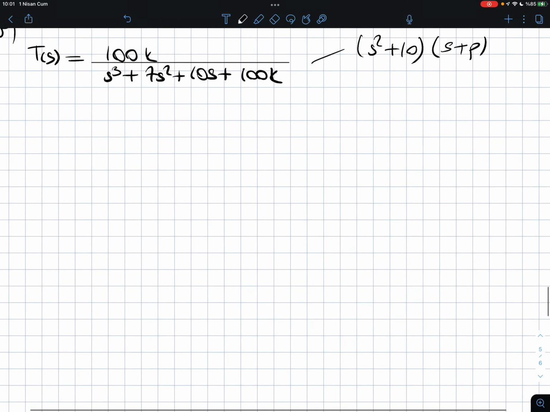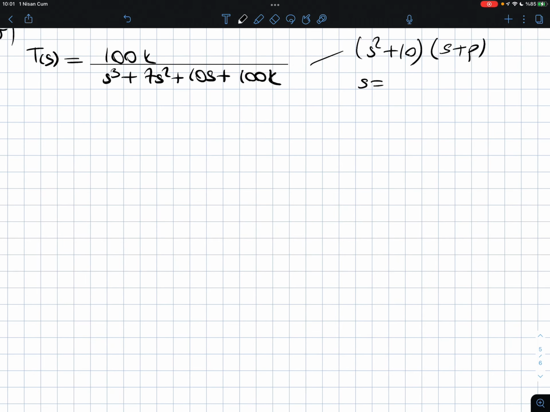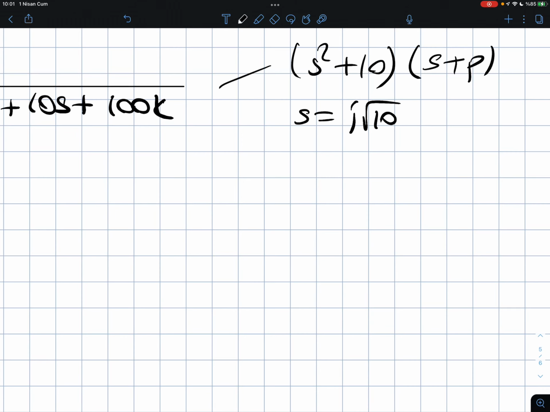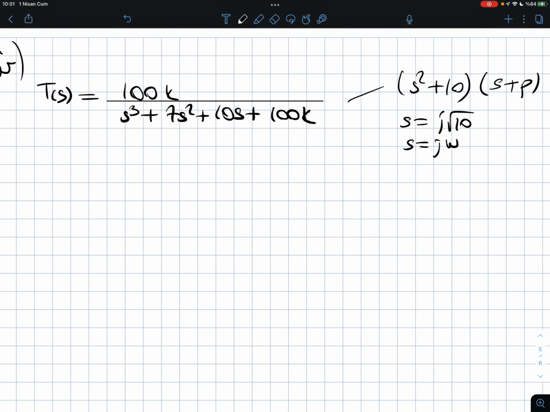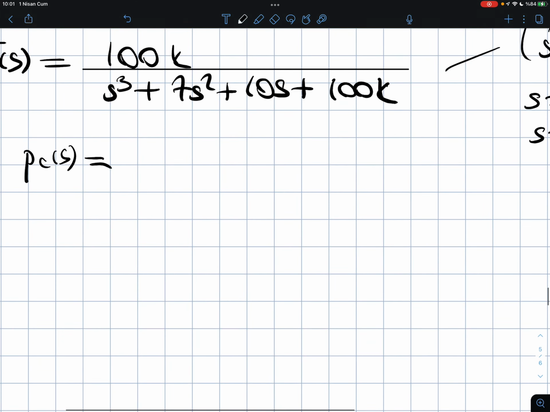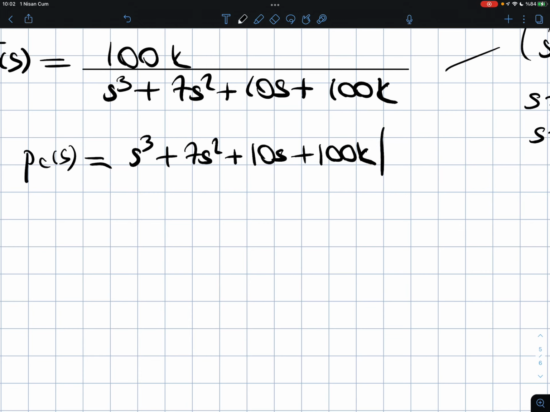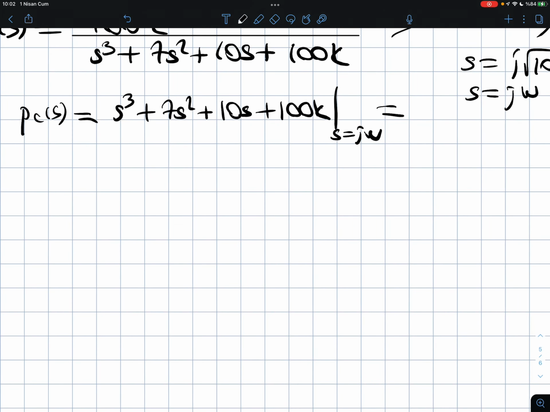So, I can use one of the roots, s equals square root of 10, or j omega, here, and since this characteristic polynomial should satisfy its roots in the closed loop, and since I know one of the roots should be equal to j omega, I can use the following. The characteristic polynomial s cubed plus 7s squared plus 10s plus 100k. This should satisfy s equals j omega. And if it's satisfying this root, then this should be equal to 0.